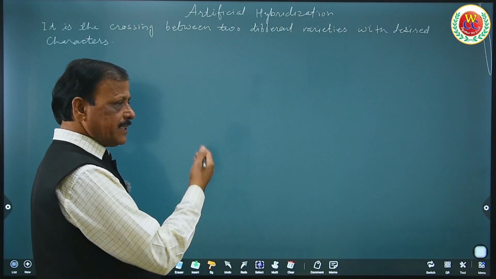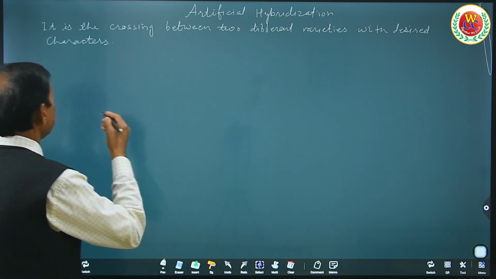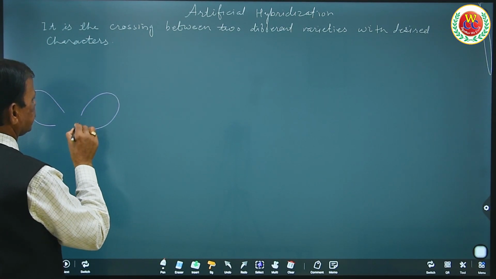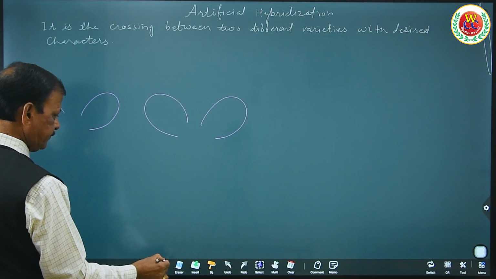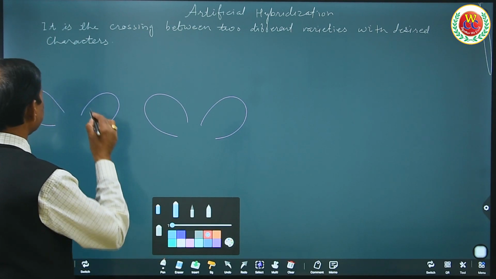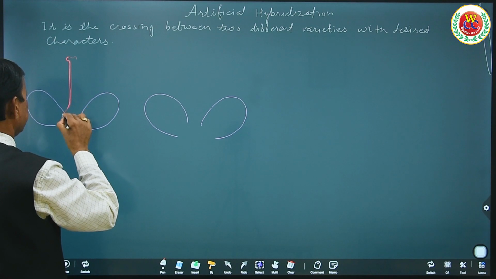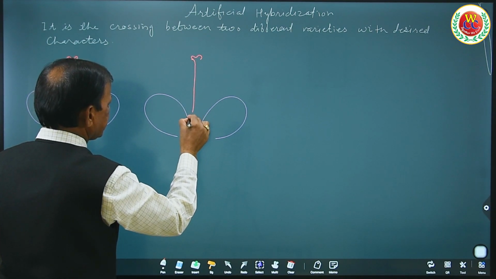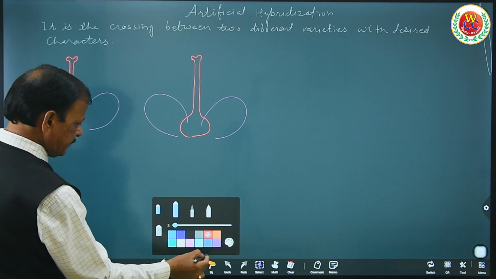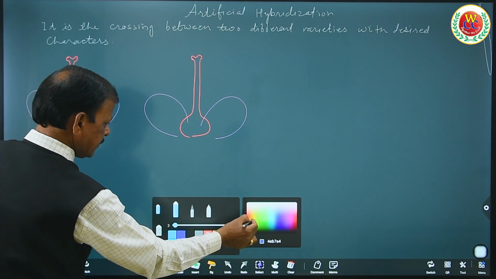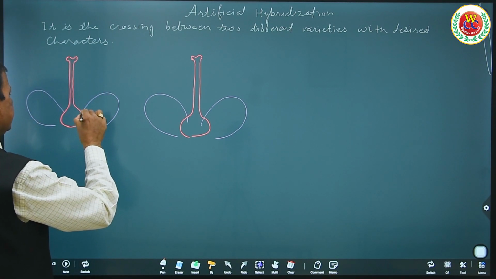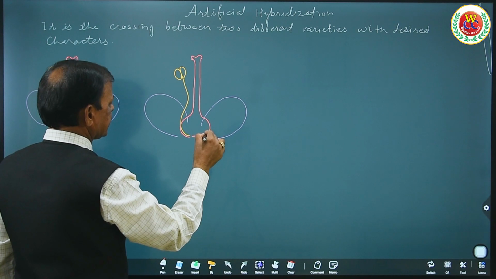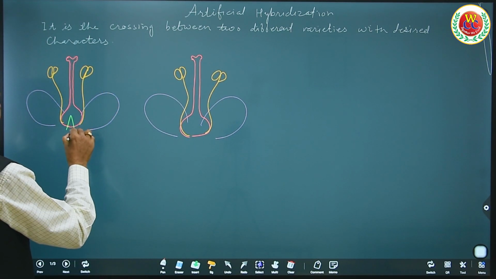So how artificial hybridization is done, let us understand first and then the process. Here there are two flowers. We can take these two flowers with this stigma, style and ovary. This is a carpel, the female reproductive organ, and here these are the anthers, the male reproductive part.